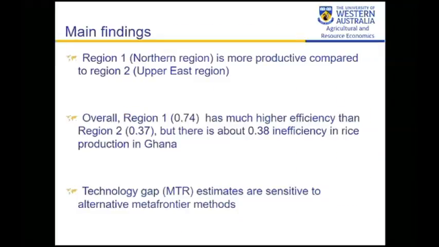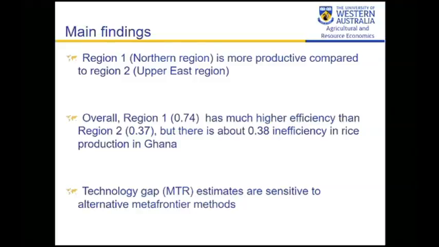The key thing, I think I've summarized this before, is the fact that region 1 is more productive and closer to the overall industry frontier. It is also more technically efficient. The key point here also is that the technology gap estimates are quite sensitive to the method that is used to construct the Metafrontier. And that's going to have a lot of influence on the conclusions and policy recommendations that are drawn from such studies.